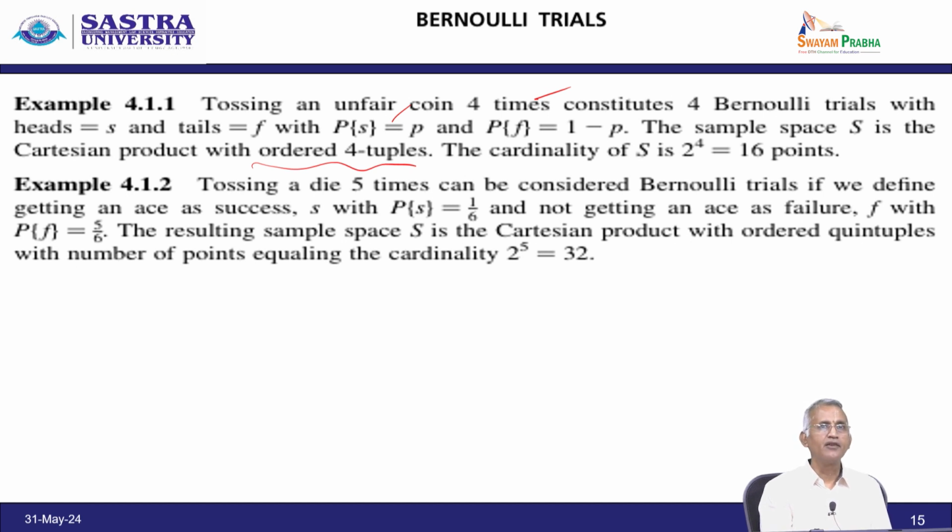Suppose tossing a die 5 times can be considered Bernoulli trials. So, we define the probability of success as 1 by 6, and not getting an ace as a failure. Therefore, 1 minus 1 by 6 is 5 by 6. So, the resulting sample space S is the Cartesian product. Therefore, it should be ordered quintuples. So, the number of points, the cardinality, is 2 power 5 equal to 32.